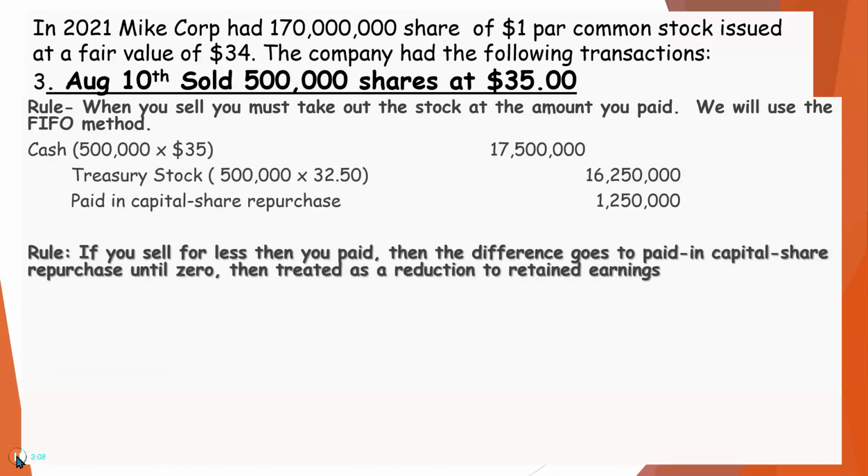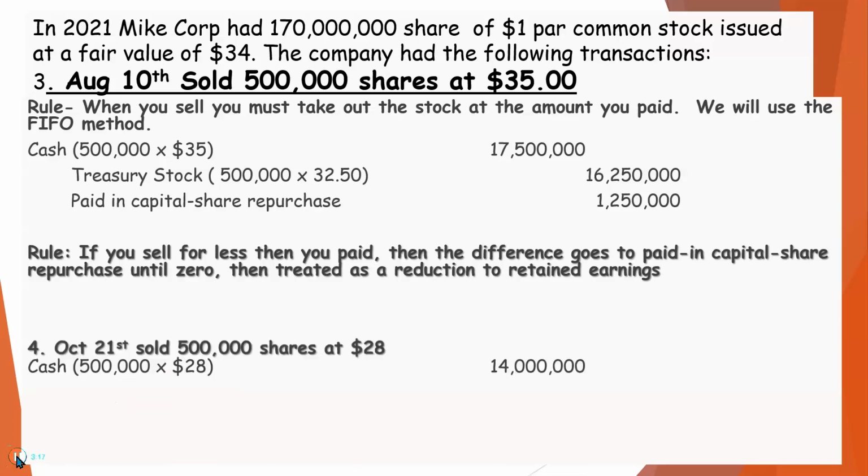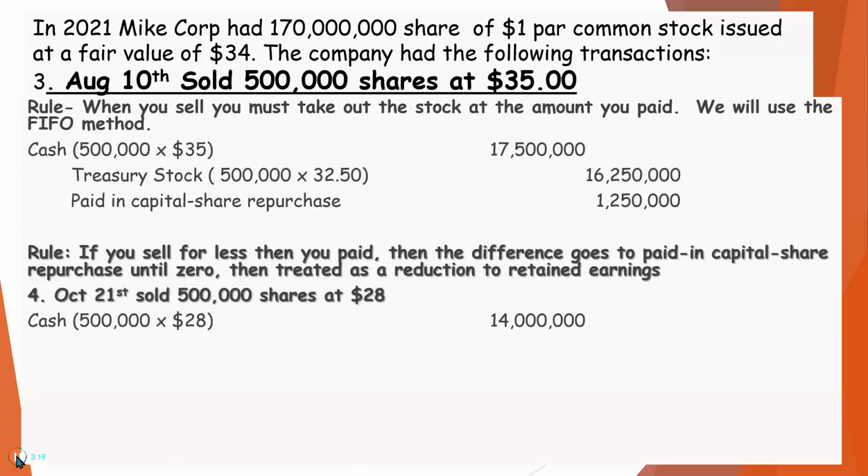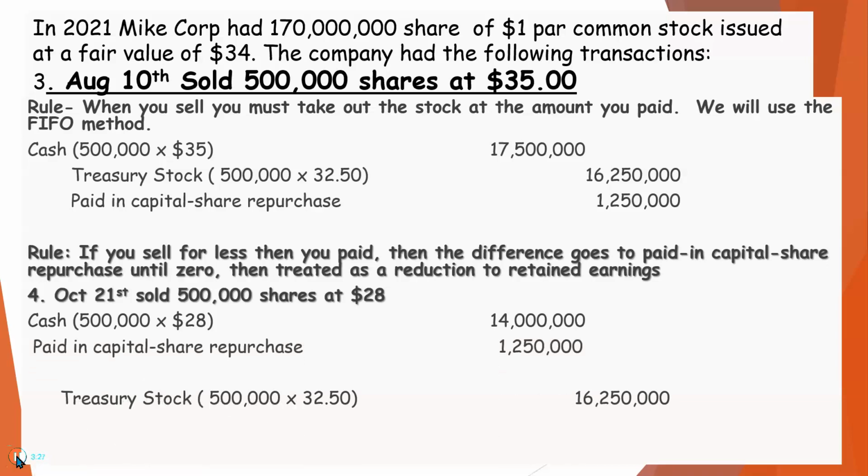Now, rule, if you sell for less than you paid, then the difference goes to paid in capital share repurchase until zero. Then you treat it as a reduction to retained earnings. So our cash is 500,000 times $28. Our treasury stock comes out again at $32.50. Our paid-in capital share repurchase, we take away the $1,250,000, and the difference, the plug, is going to go to retained earnings.